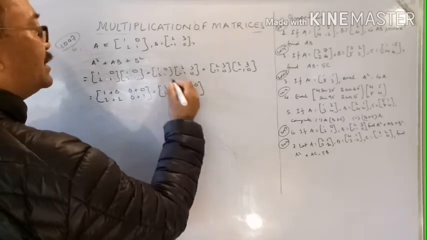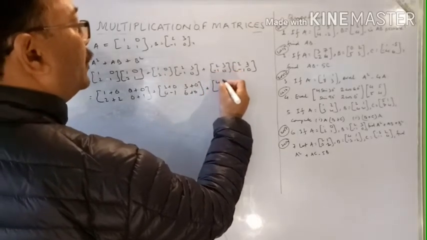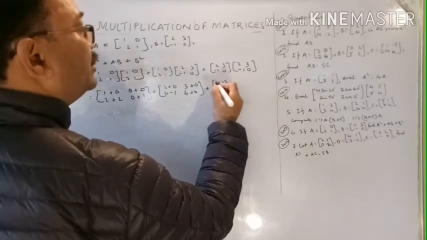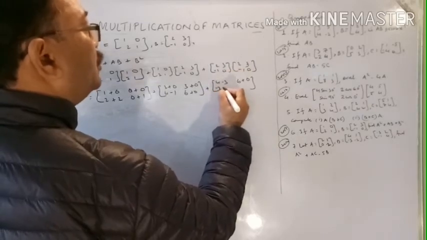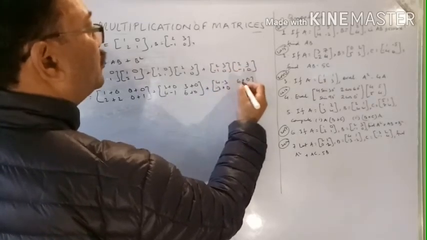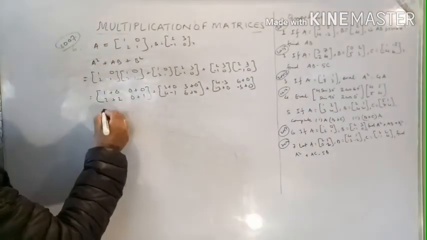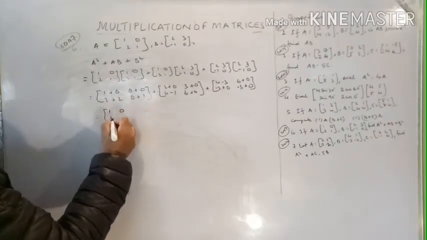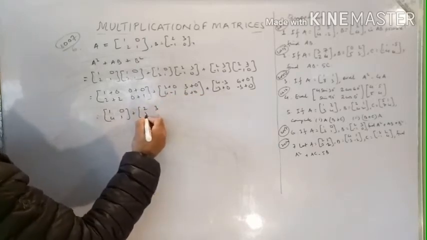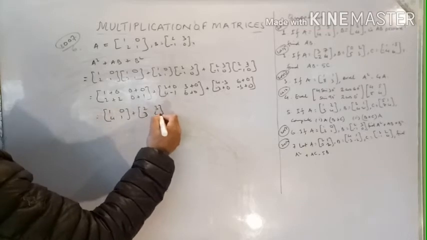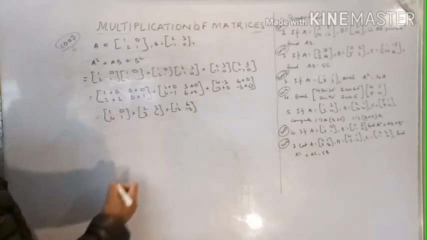Then 2 threes are 6 and 1 into 0, 0. Plus here, 2 twos are 4. Plus 3 into minus 1 is minus 3. 2 threes are 6. 3 into 0, 0. Minus 1 into 2 is minus 2. Plus 0 into this is 0. Minus 1 into 3 is minus 3. 0 into 0, 0. Okay. So now simplify. This is 1, this is 0, 4, 1 plus. Here it is 2, 3, 3 and this is 6 plus. Here 1, 6, minus 2, minus 3.